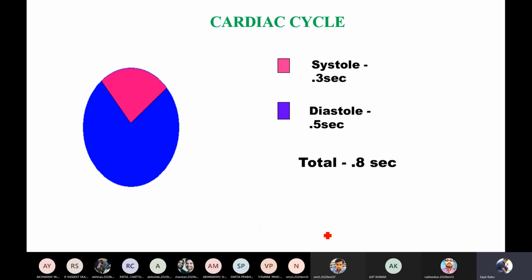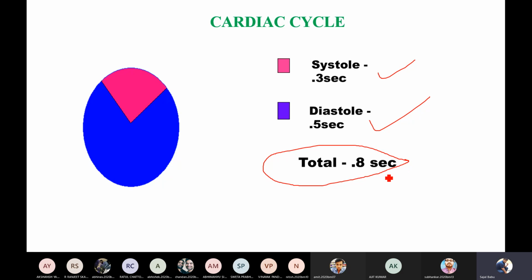Then coming on to the cardiac cycle. As I said, the complete heart cycle can be divided into two different parts: systolic and diastolic. If you want to know the time taken, systole takes 0.3 seconds and diastole takes 0.5 seconds. So the time taken for one heartbeat, or one cardiac cycle, is 0.8 seconds. You have to remember this.